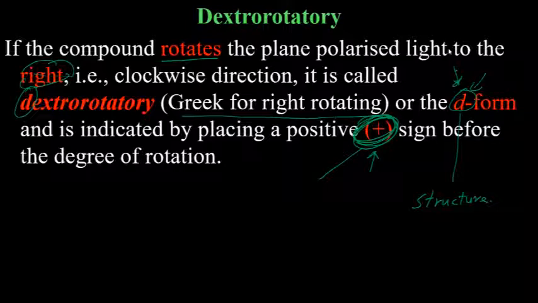That although in NCERT it is written here that the dextrorotatory is the D form indicated by plus, the D form is actually different. That is actually the structure we will be talking about in the next chapter. That actually creates confusion, so that's why I'm clarifying here.